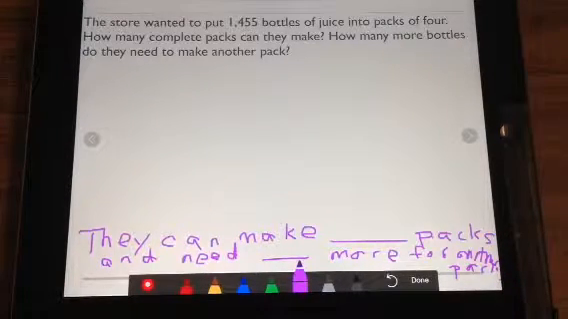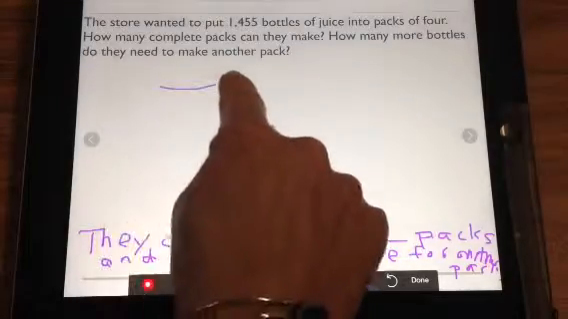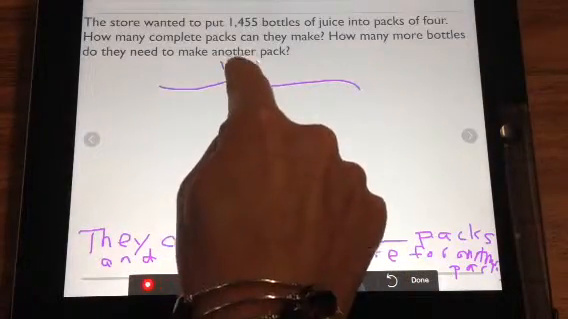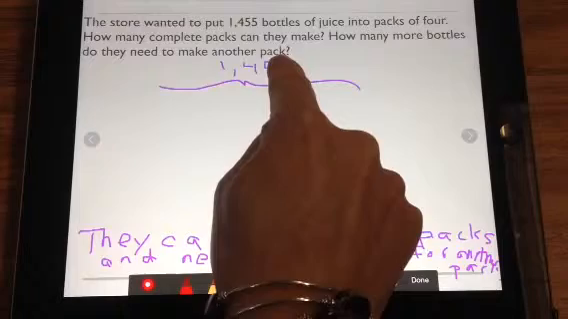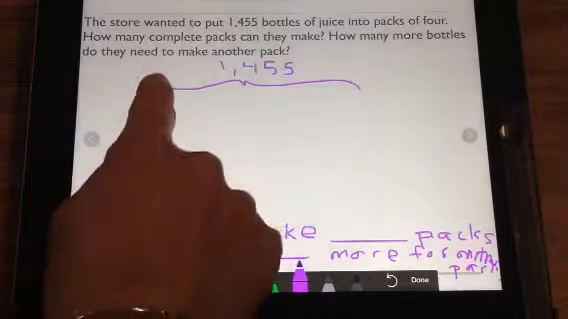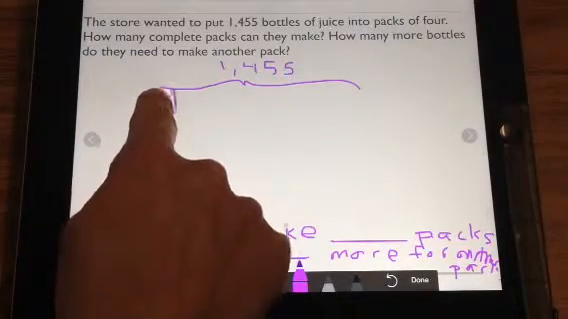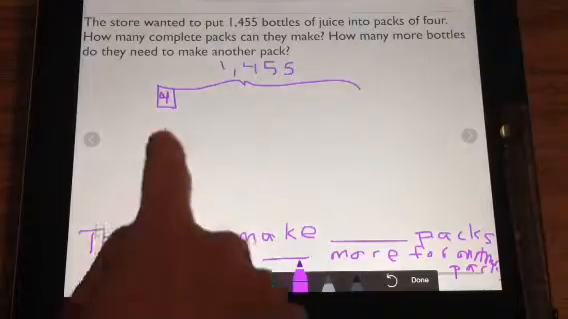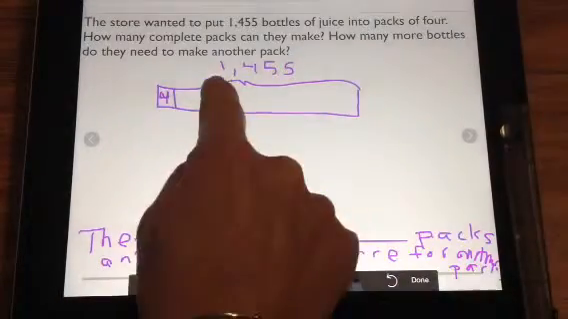So I have to go ahead and draw my tape model. I know I have a total, it tells me I do, so I'm going to put my total on top: 1,455 bottles of juice. And I'm breaking them into packs of 4. So that tells me the size of my group. It does not tell me how many groups I have. So my first one is 4, but the rest I don't know.